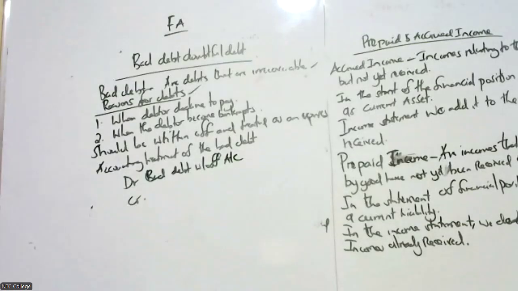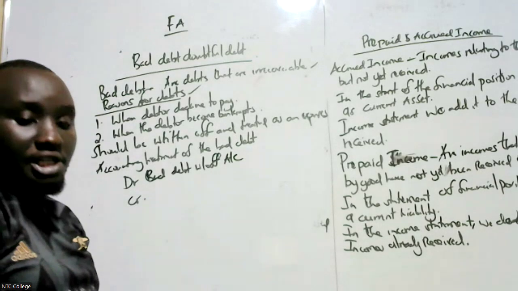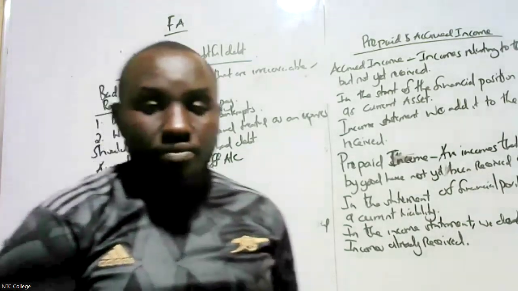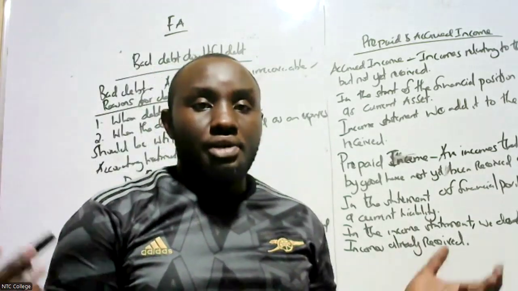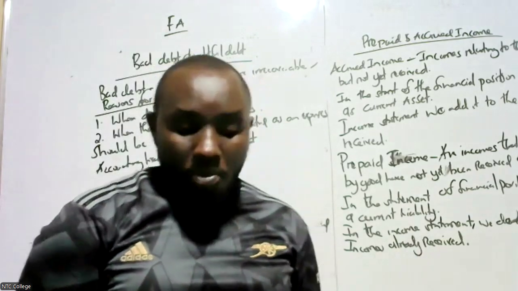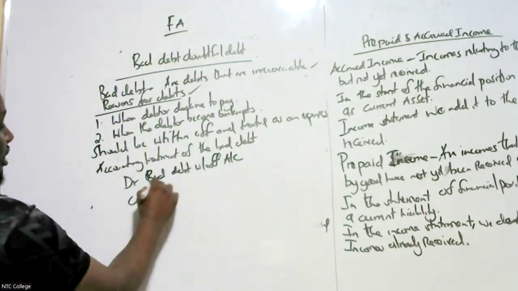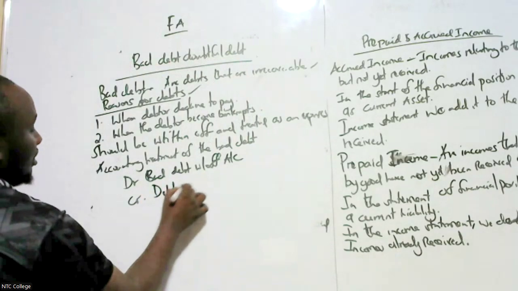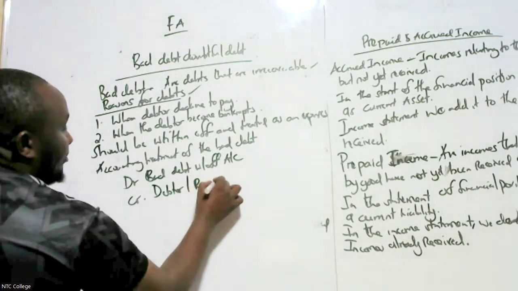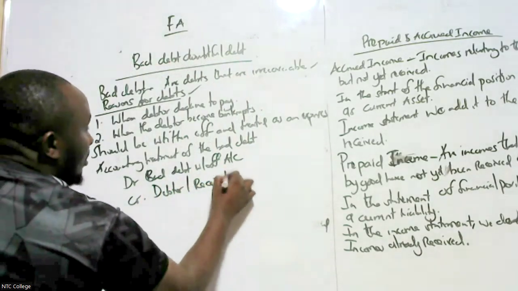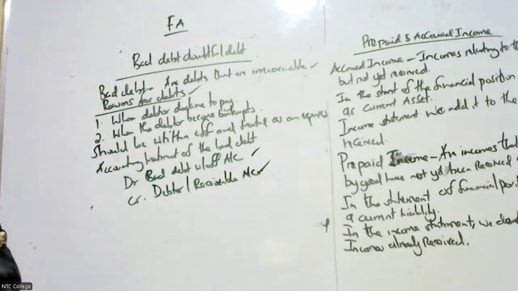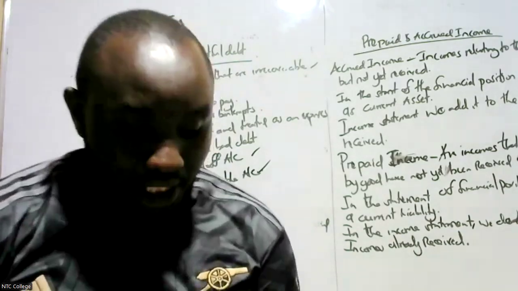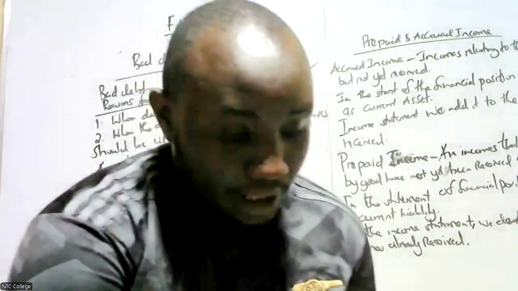Then what do we credit? Profit and loss account? Where do we reduce? The debtors, the receivable accounts. Debtors are also the same as accounts receivable. That is the accounting treatment of bad debts.